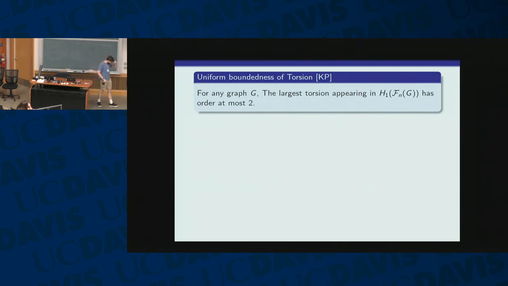In fact, you can go beyond this. The actual theorem of Cohen-Park says that the question of whether or not my H1 has 2 torsion is exactly the question of whether or not I am planar. So basically, 2 torsion appears if and only if G is non-planar. So that's kind of cool.